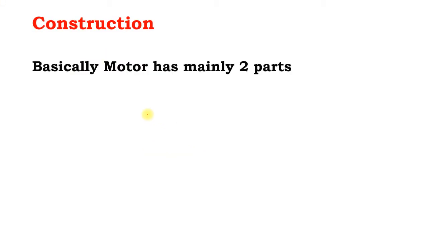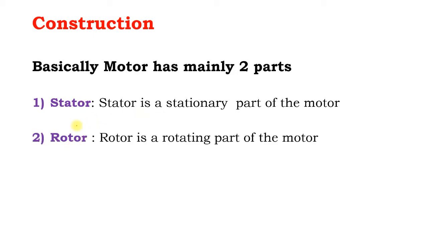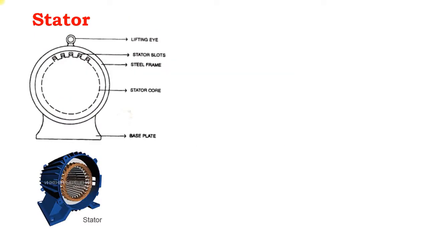Basically, there are two parts. The first part is called the stator, and the second part is called the rotor. As you know already, the stator is nothing but the stationary part of the motor, and the rotor is nothing but the rotating part of the motor. Now we'll see the detailed construction of the stator.